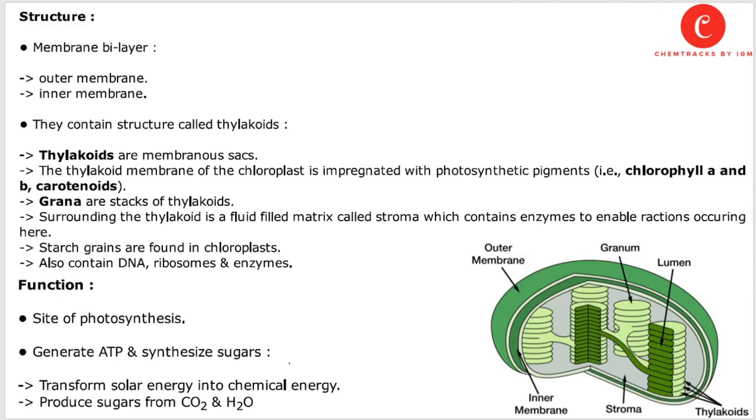Chloroplasts are basically specialized to do photosynthesis. So their functions include that they are basically the site of photosynthesis. Chloroplasts also generate ATP and synthesize sugar molecules, which are used as a food molecule for plant cells. They transform solar energy into chemical energy, and they produce sugar from carbon dioxide and water.